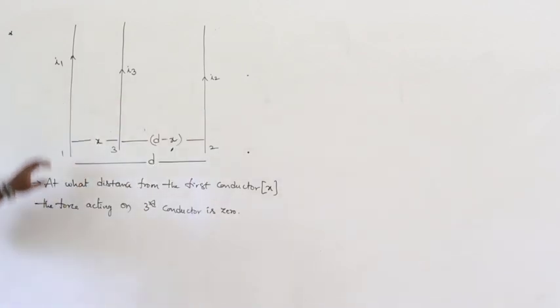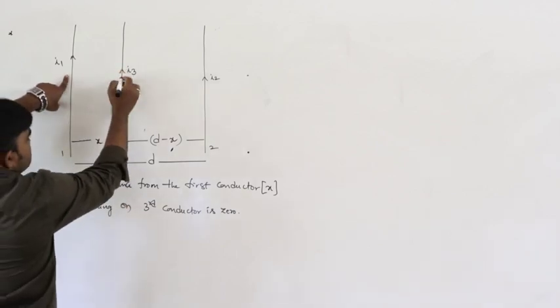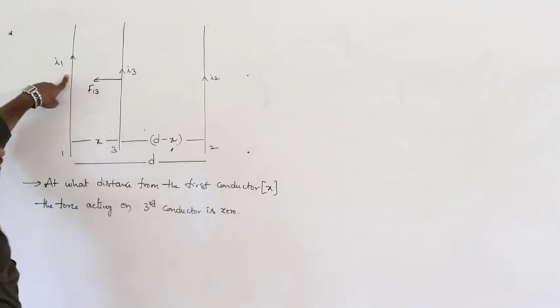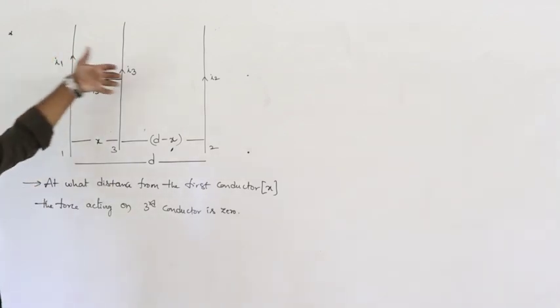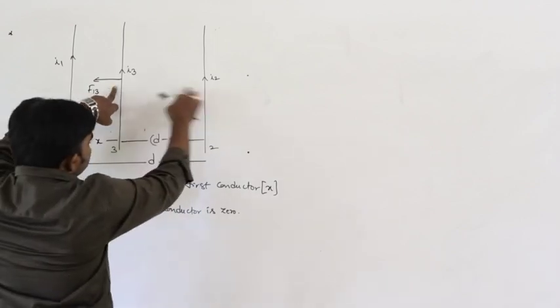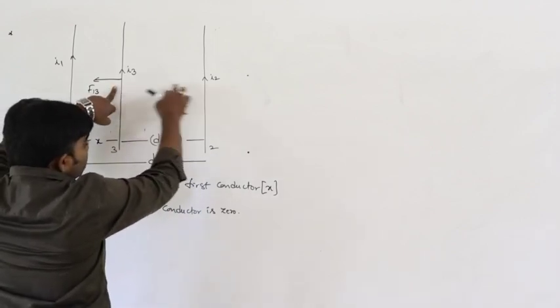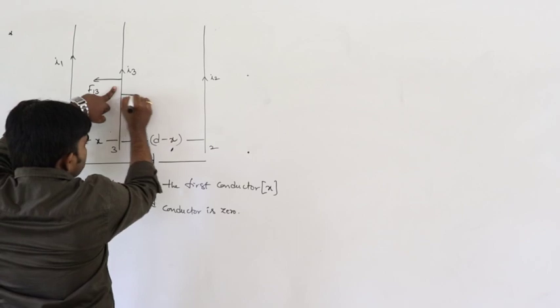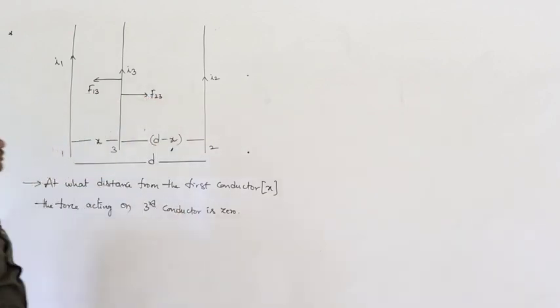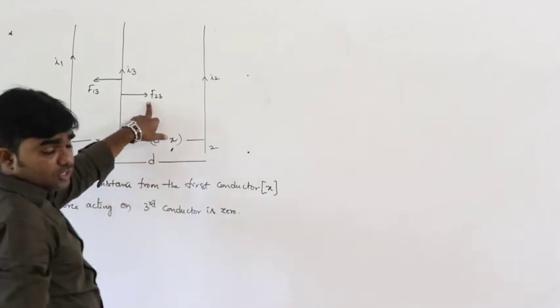Here the currents are in the same direction, so the first conductor attracts the third conductor in this direction. Here also I2 and I3 must be in the same direction. That's why the second conductor also attracts the third one in this direction.